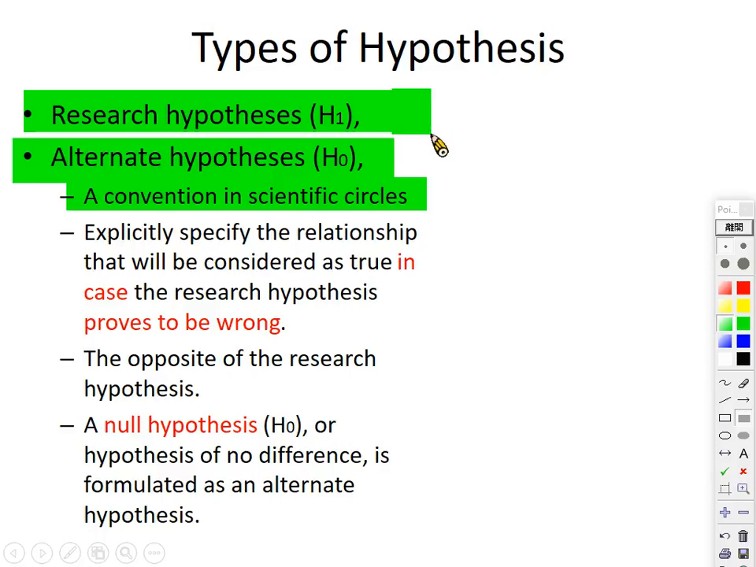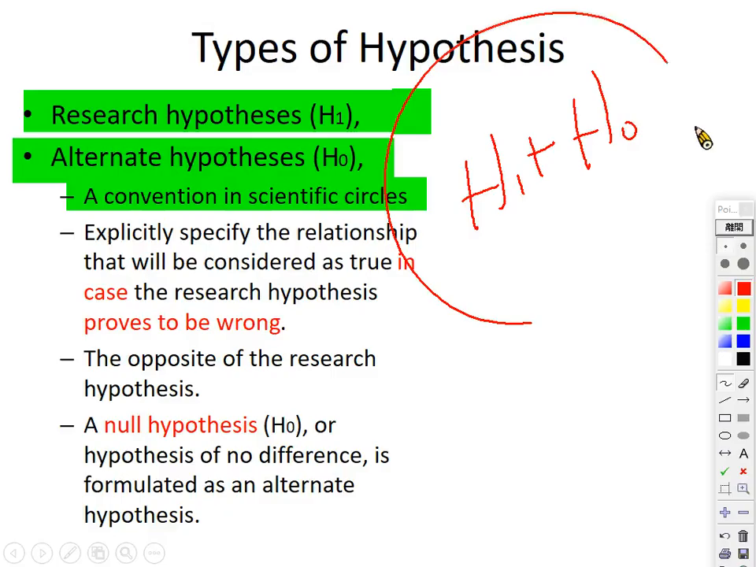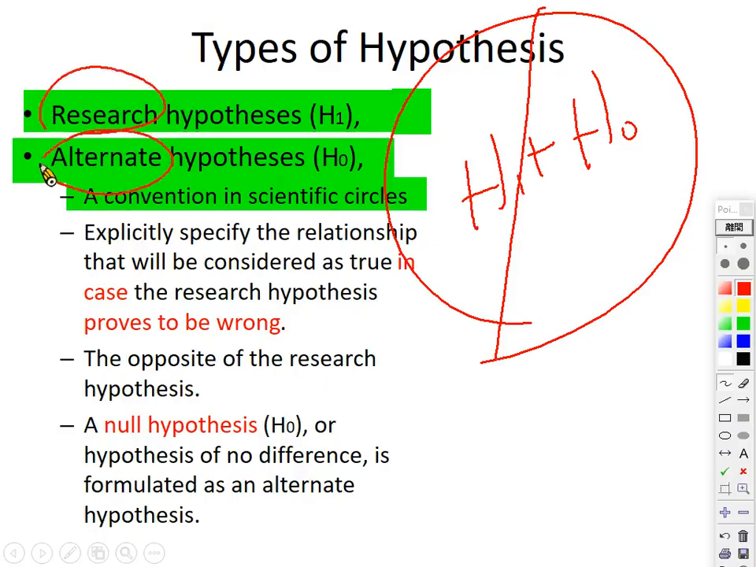And the alternate hypothesis is very simple. It's the opposite side. So these two hypotheses, H1 plus H0, form all possibilities of the comparison between the two average ages. So basically, if this is H1, all the other sides is H0, which we call the null hypothesis, or sometimes we call it the alternate hypothesis. And the alternate hypothesis is very important.